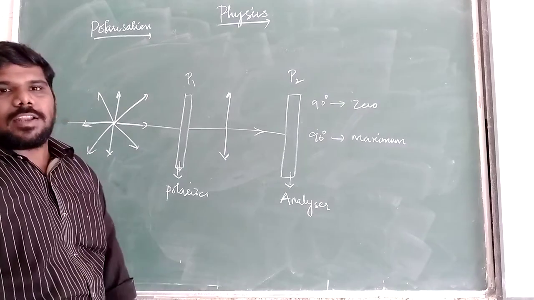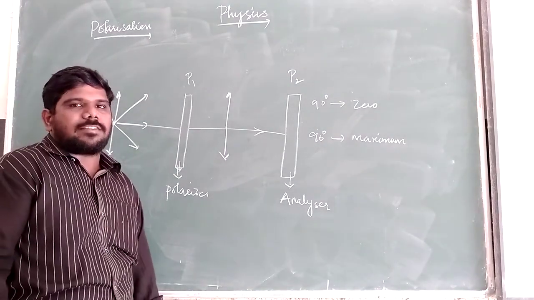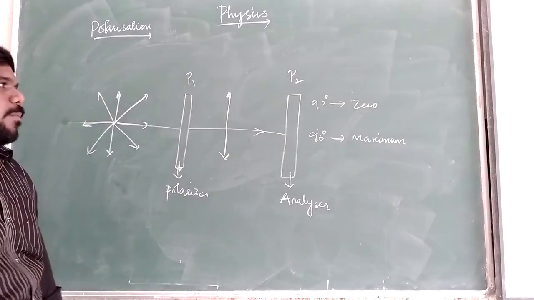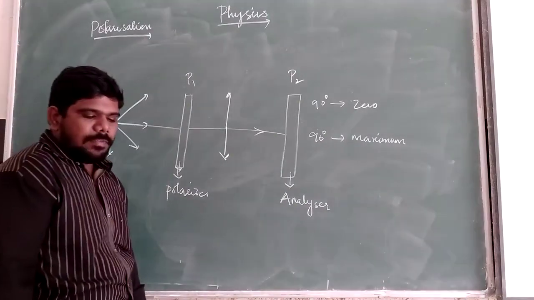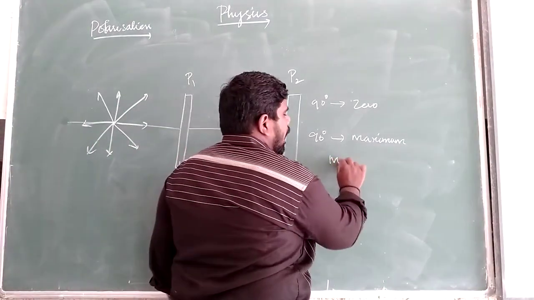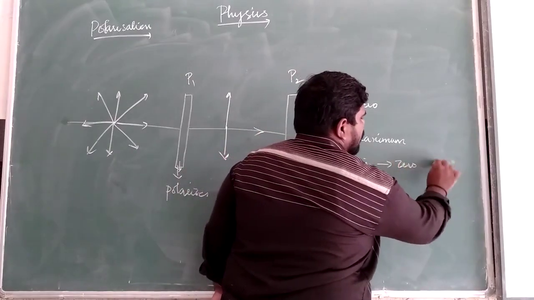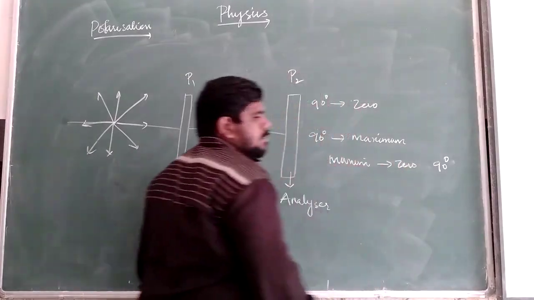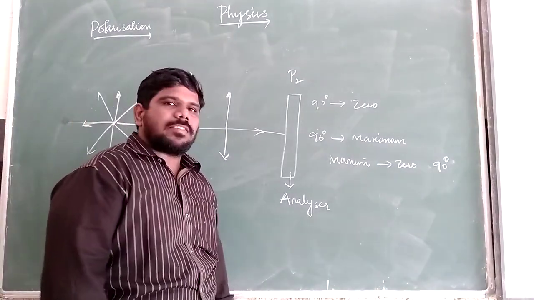Okay. So what is plane polarized and partially polarized light? Next we are going to see plane polarized and partially polarized light. When the intensity of a light varies from maximum to 0 for every rotation of 90 degrees, then it is called plane polarized light. What is plane polarized light?